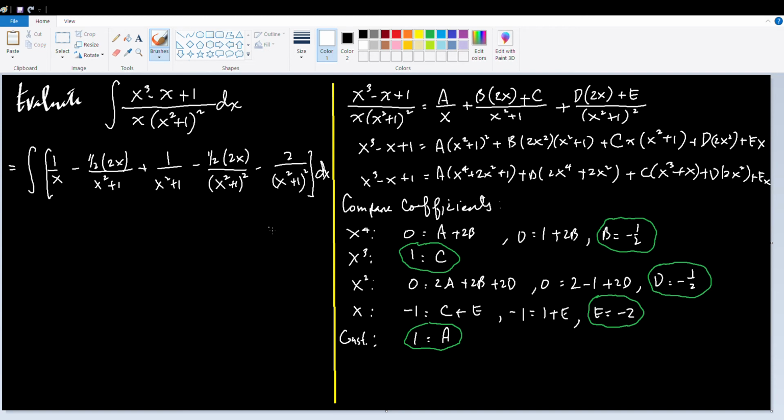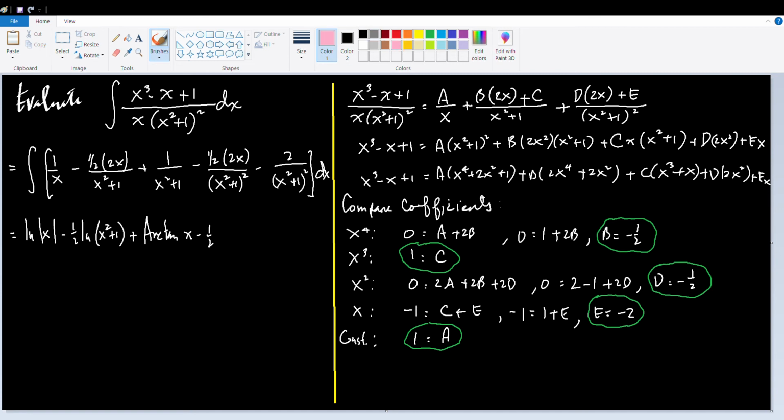So let us now integrate each term. dx over x, of course, is ln of the absolute value of x, minus 1/2 times 2x over x squared plus 1 dx, which is also ln of x squared plus 1, plus dx over x squared plus 1, which is arctangent of x over 1, minus 1/2 times the integral of 2x over x squared plus 1 quantity squared dx.